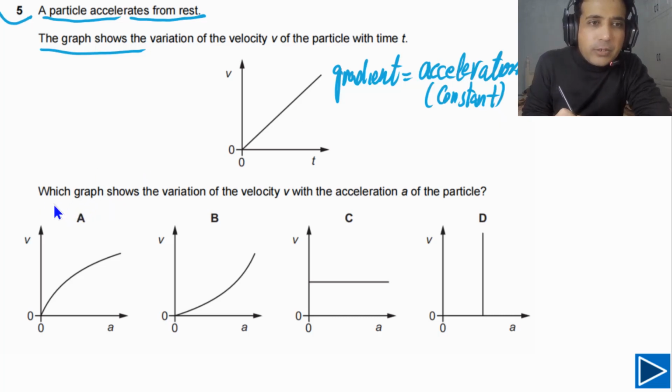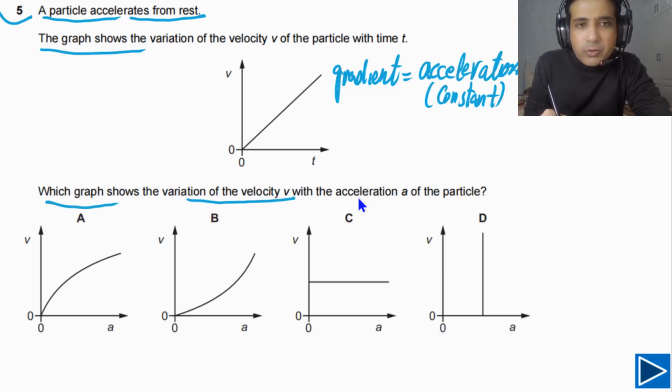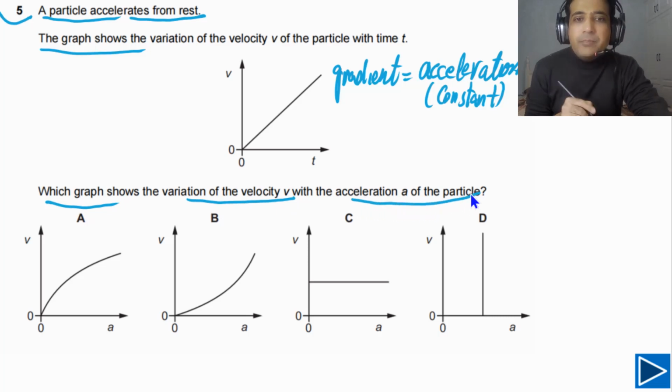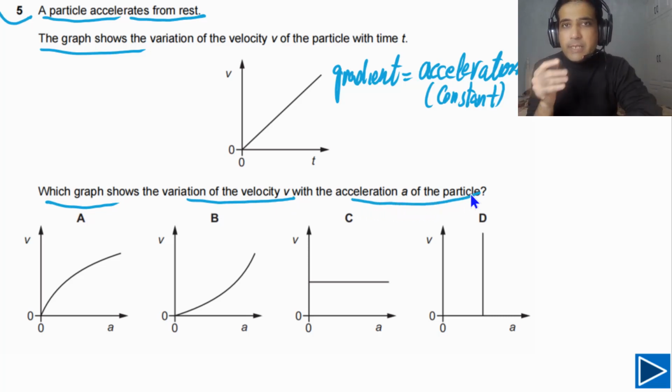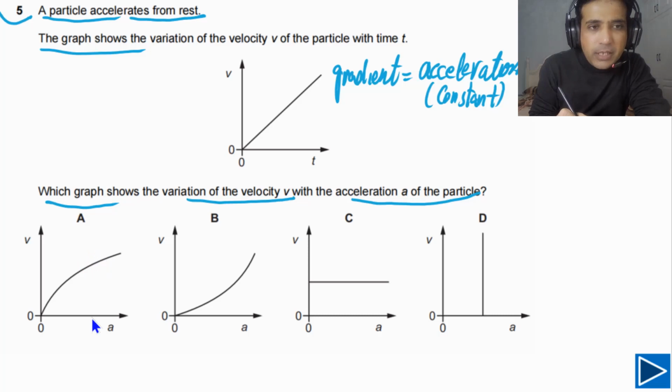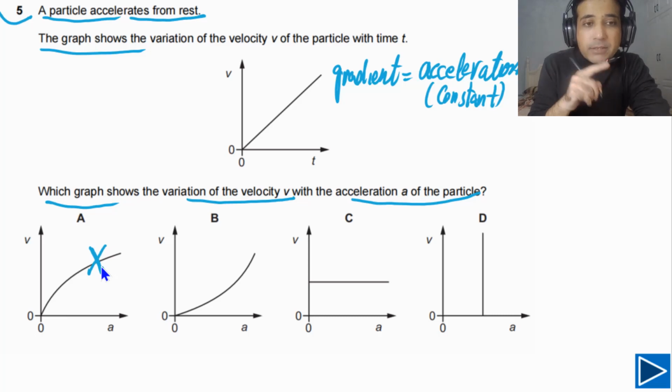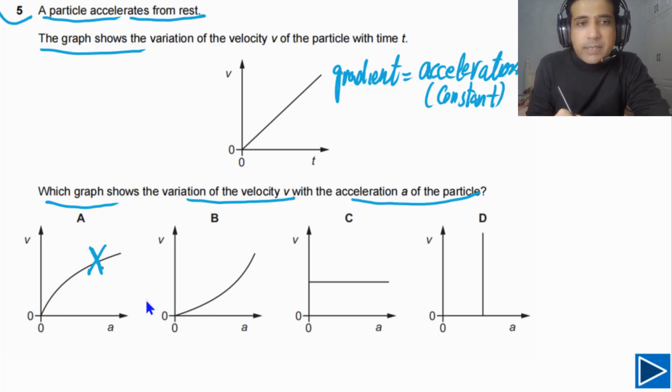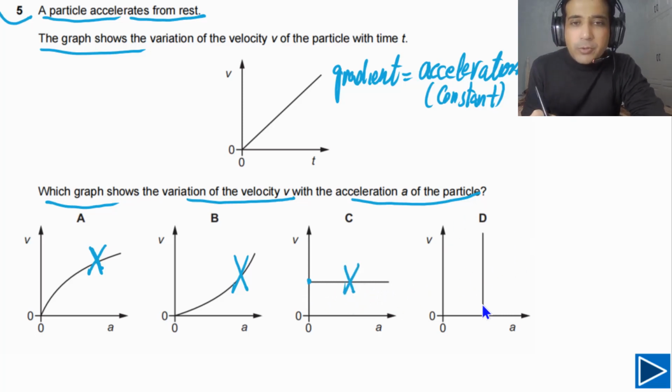Now we need to find out which graph shows the variation of the velocity v with acceleration of the particle. And acceleration in this case is constant, means acceleration is not changing with time, but speed is increasing with time. If we look at option A, this is telling us acceleration is increasing, but that is not possible because acceleration has to be constant. This is also telling us acceleration is increasing with velocity, so that is also not possible. And this is telling us velocity is constant, but acceleration is increasing, that is not possible. So the only possible answer for this question is D, because acceleration is constant while velocity is increasing. So the answer for this question is D.